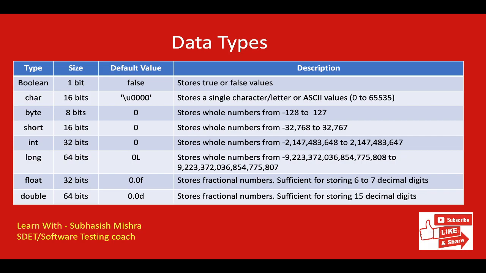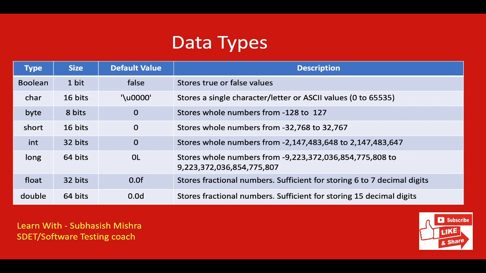Then we have byte data type. The byte data type is an example of primitive data type. It is an 8-bit signed 2's complement integer. Its value range lies between -128 to 127. Its minimum value is -128 and maximum value is 127. Its default value is 0.